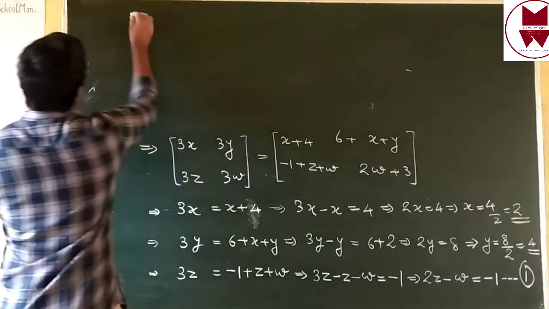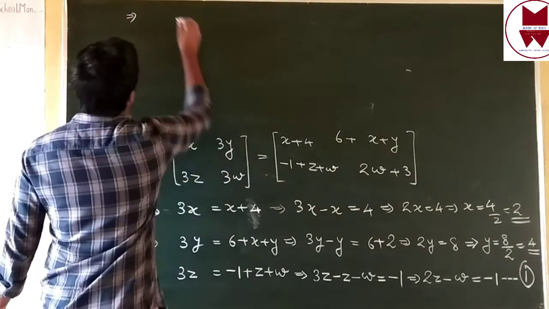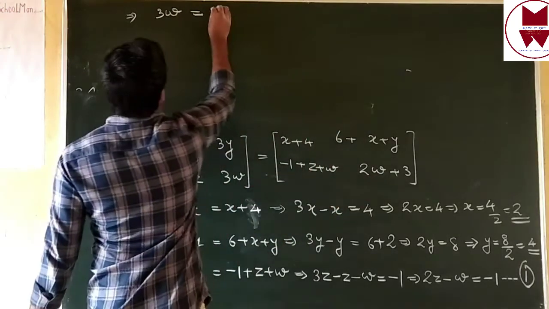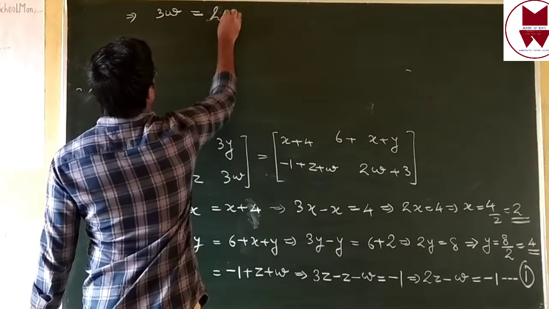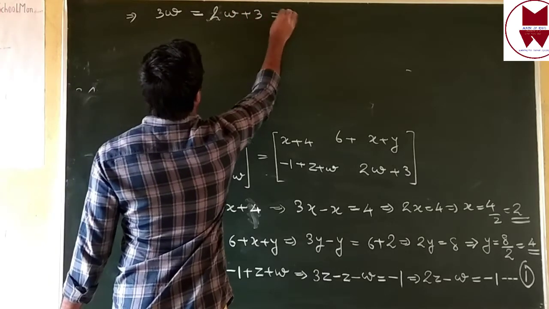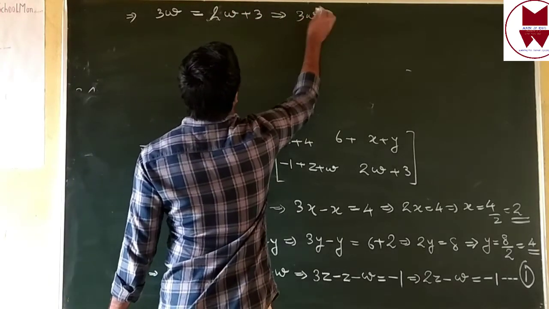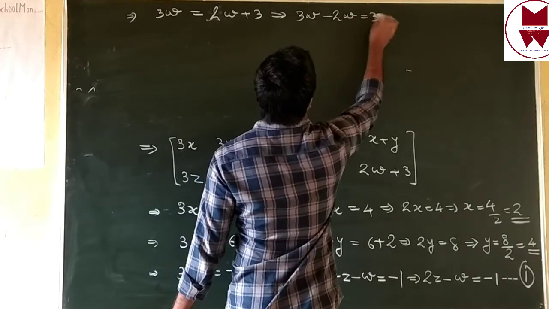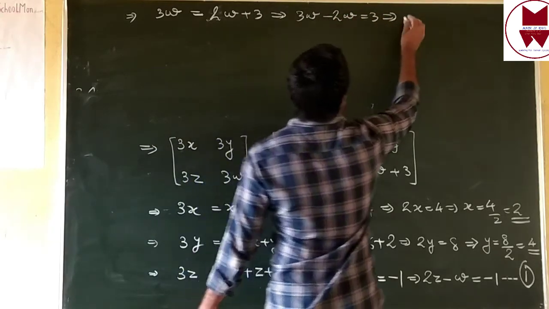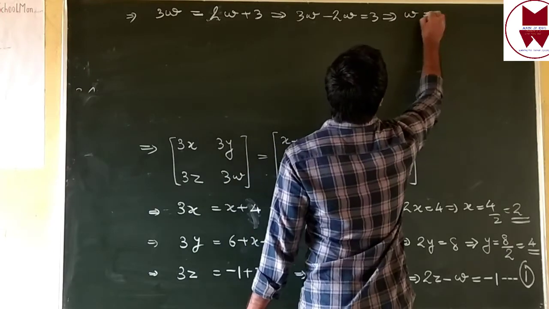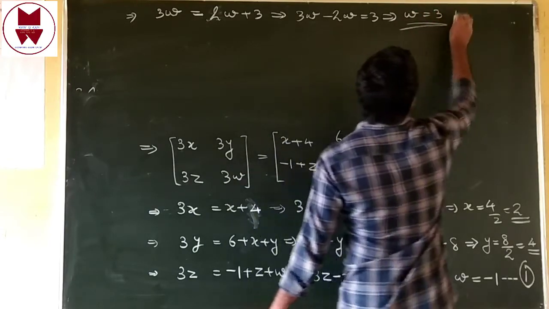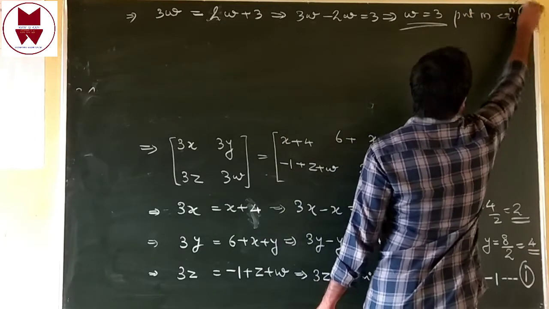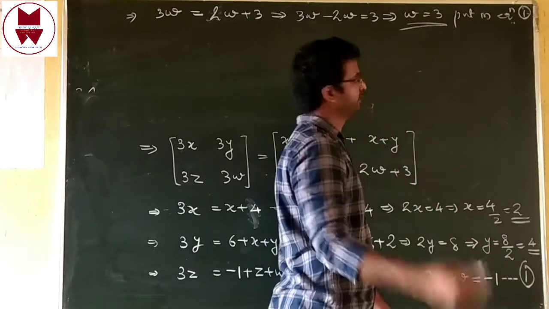Now, second row, second element: that is 3w equal to 2w plus 3. Then 3w, this 2w bring to left side, that will be minus 2w, equal to 3. 3w minus 2w is w, so w equal to 3. This value we put in equation number 1. Already we have written equation number 1 in here, isn't it?